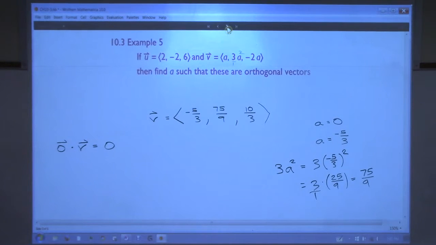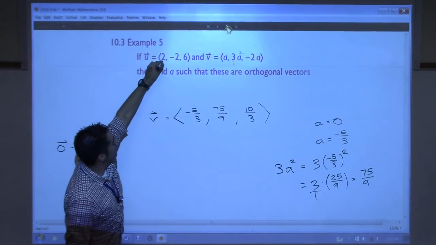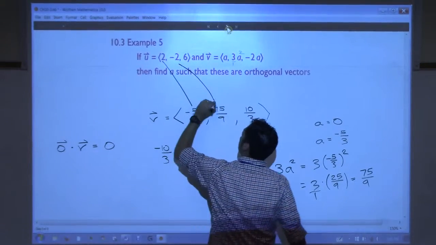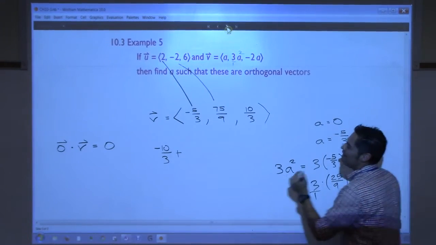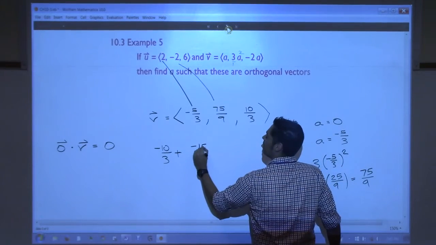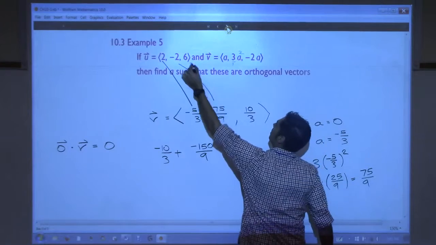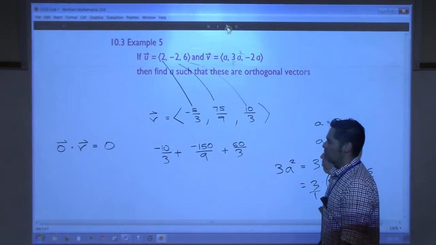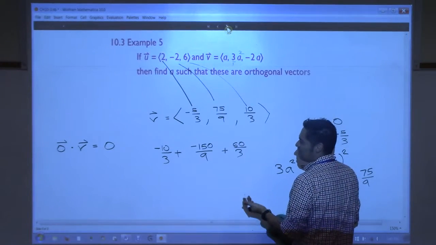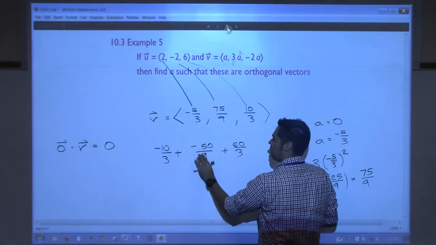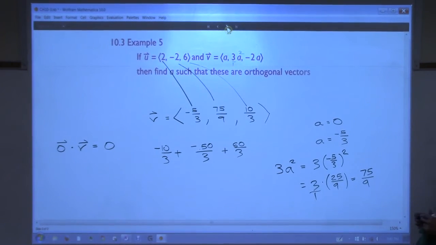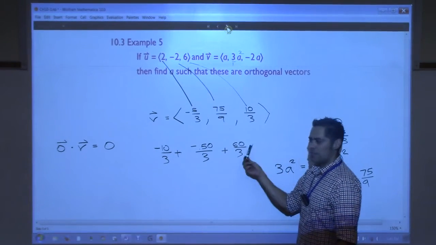We all good with this? Anybody check it? Anyone check it with you? What happens if you dot this with U? Can we dot it real quick? What's 2 times that? Negative 10 thirds plus, what's negative 2 times that? It's negative 150 over 9, and then what's 6 times this? 60 thirds. Or just reduce that. I guess we never reduced it, so what is this reduced? 50 thirds? There we go, we're done. That's 0, isn't it? This is negative 60 thirds plus 60 thirds, that's 0.